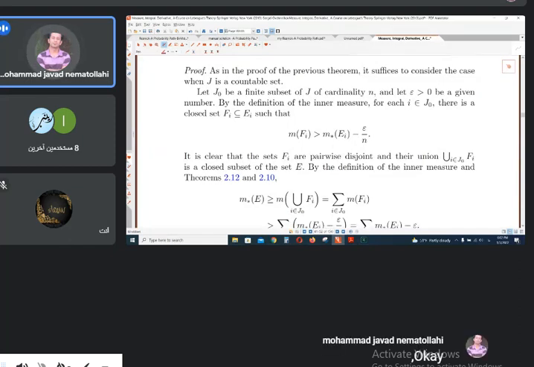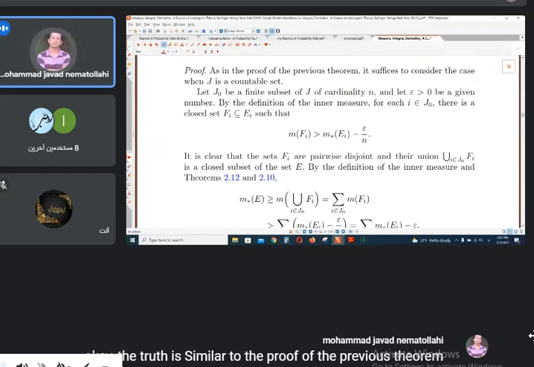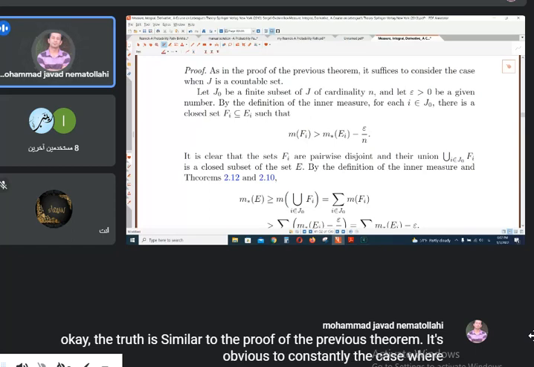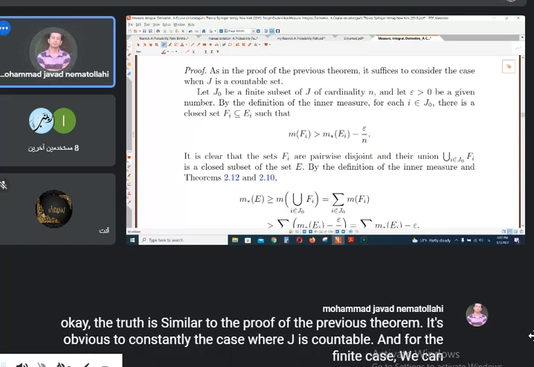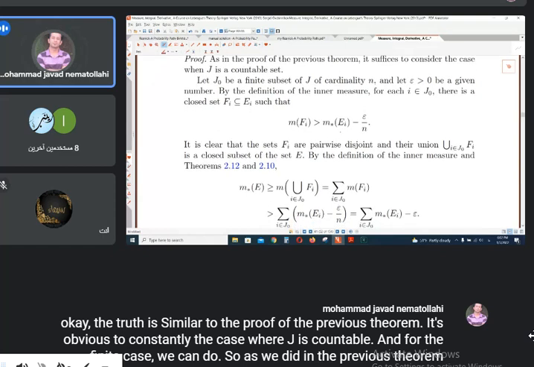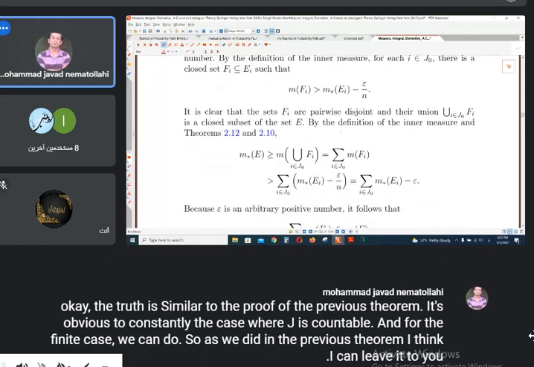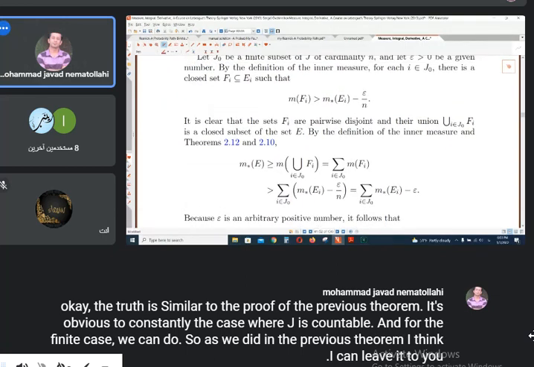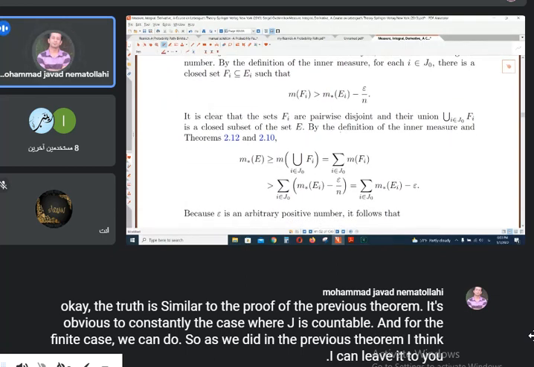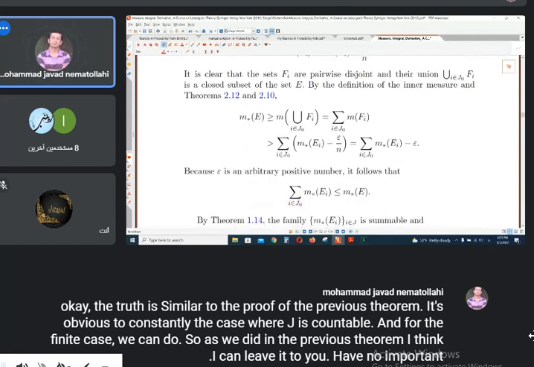The proof is similar to the proof of the previous theorem. It's sufficient to consider the case where J is countable, and for the finite case, we can do as we did in the previous theorem. I think I can leave it to you. It's not an important proof.